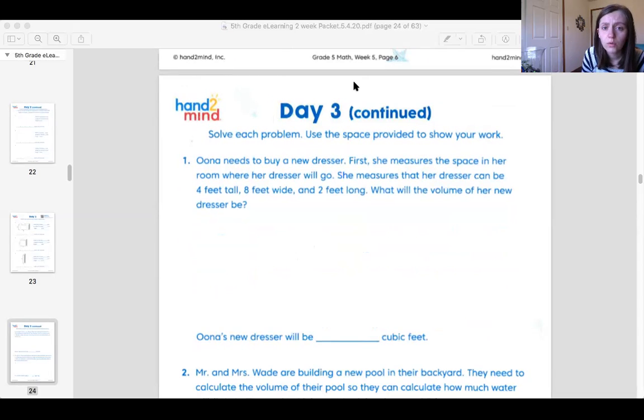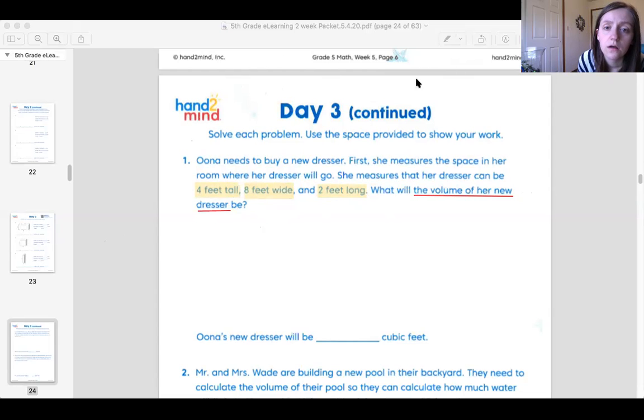Okay, so what I mean is, if we look at it here, it says Una needs to buy a new dresser. First, she measures the space in her room where her dresser will go. She measures that her dresser can be 4 feet tall, 8 feet wide, and 2 feet long. Okay, so you'll notice I highlighted my numbers there because that's what I'm going to use to solve my problems. Because it asks, what will the volume of her new dresser be? So we're looking for the volume of her new dresser. That is what we're solving for.